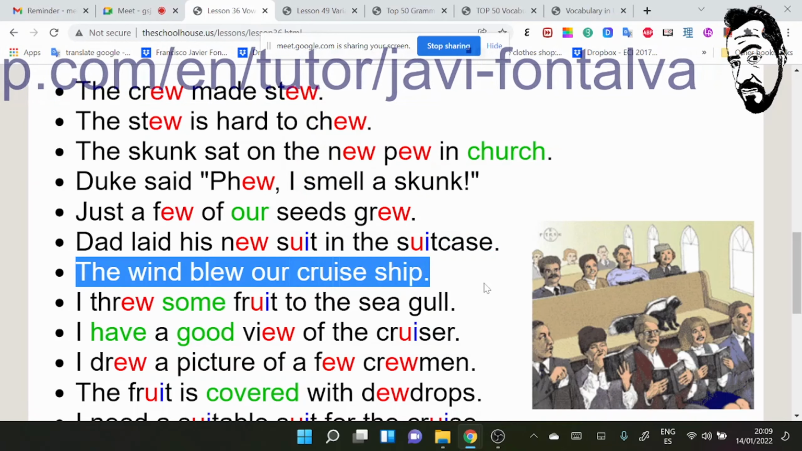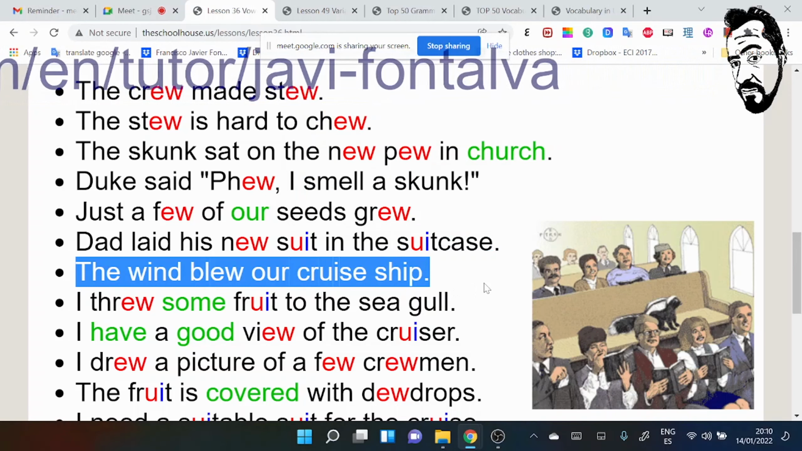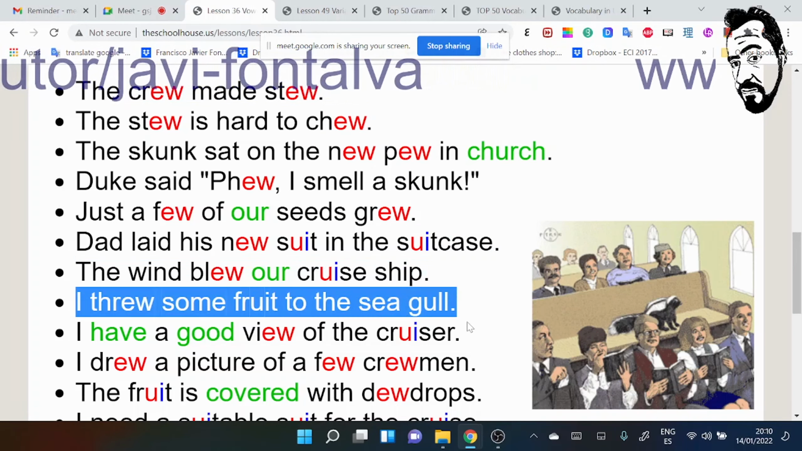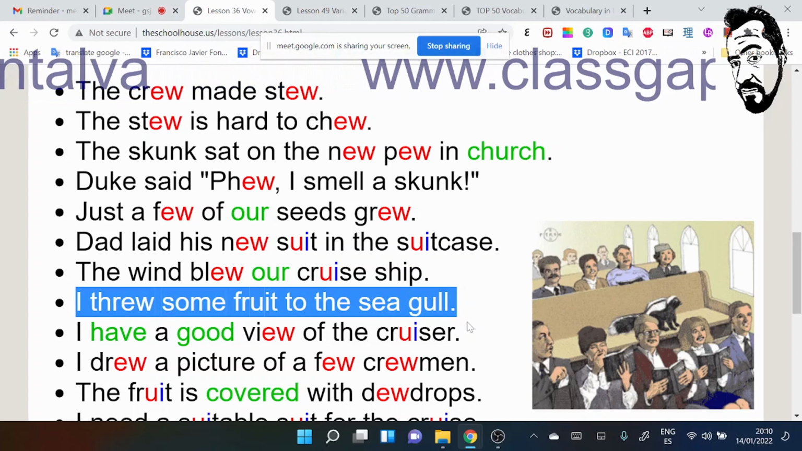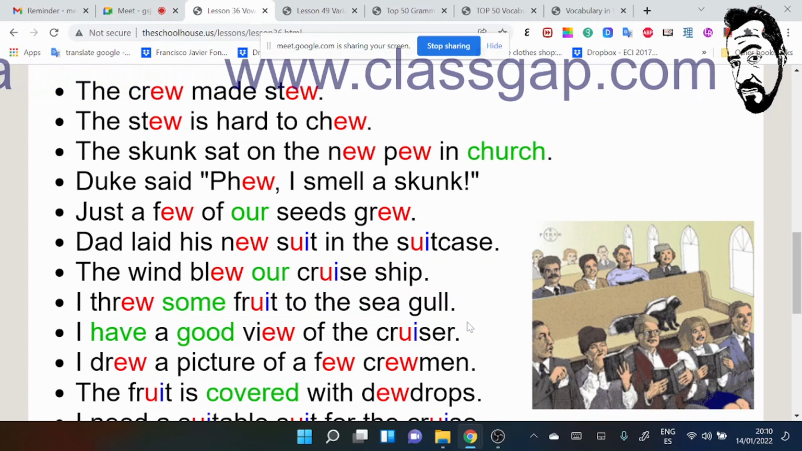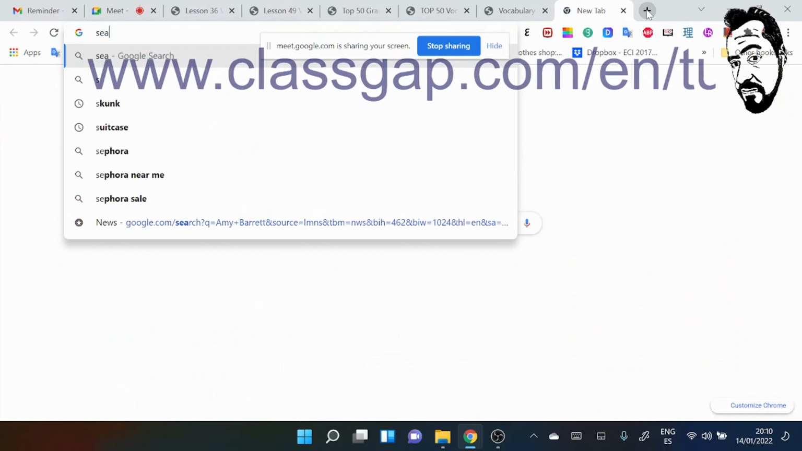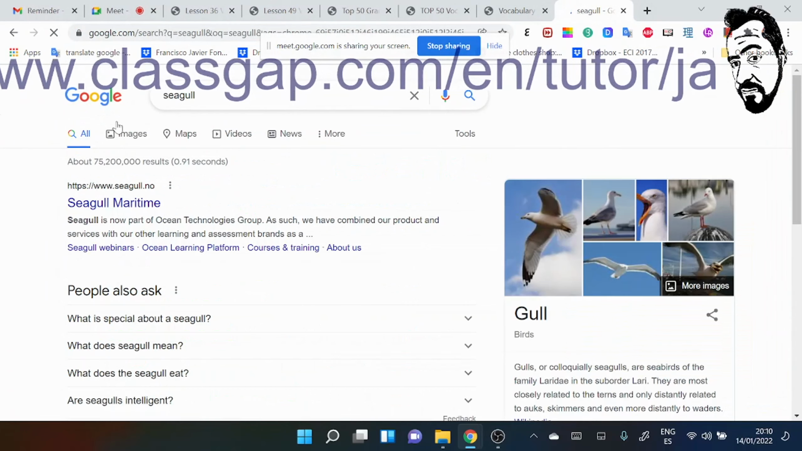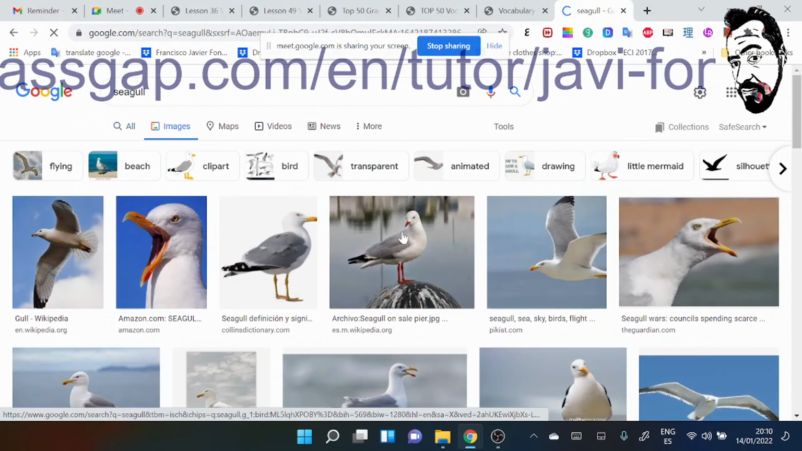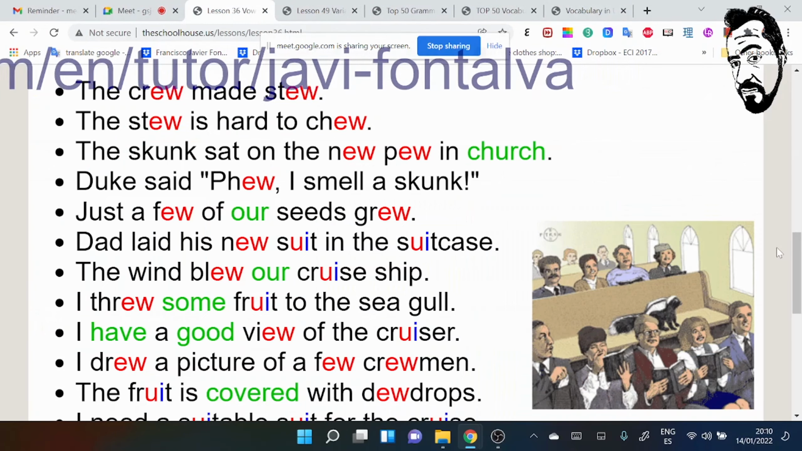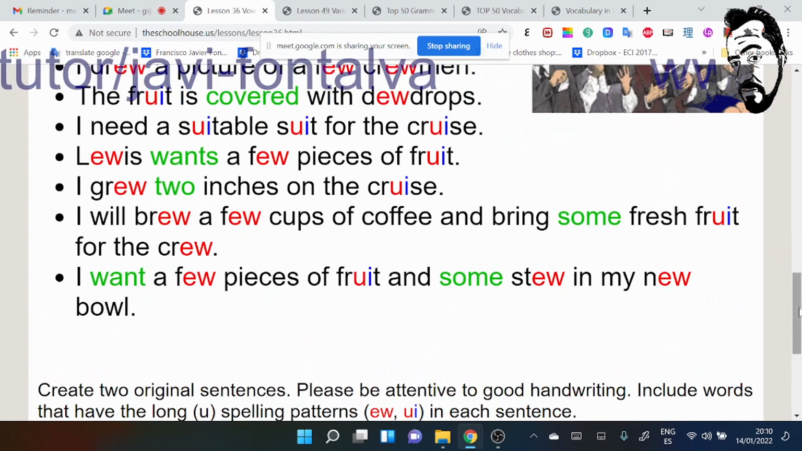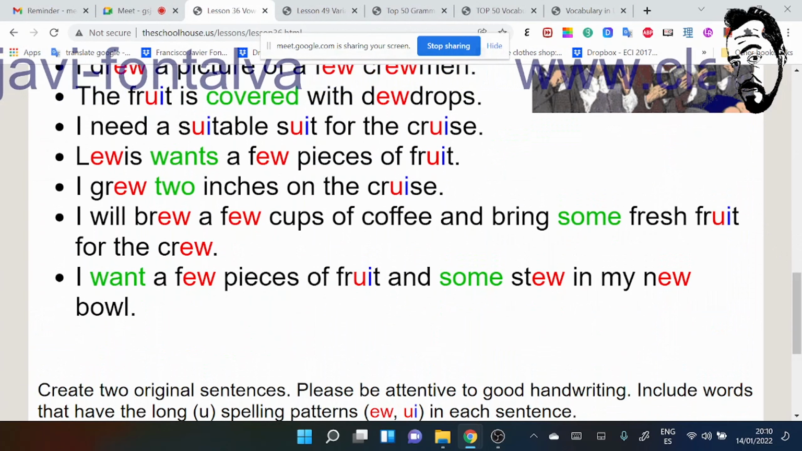The wind blew our cruise ship. Perfect. This one. I threw some fruit to the seagull. Perfect. Seagull is another bird I don't like. This one. Gaviota. Yeah. Seagull. Okay, let's try this one.